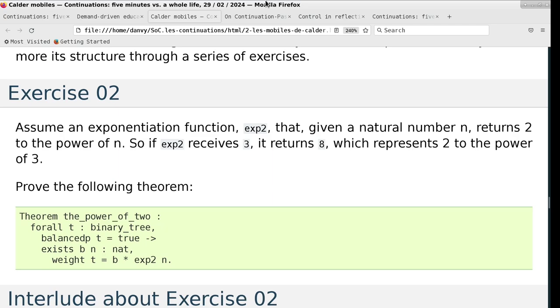So, exercise 2. Assume an exponentiation function, x2, that given a number will return 2 to that number. So if you apply x2 to 3, it will return 8, 2 times 2 times 2, and so on. So you're asked to prove a theorem, and the theorem is called the power of 2. And it says that for all trees, if that tree is balanced, then there are two natural numbers, b and n, such that the weight is b times 2 to the n.